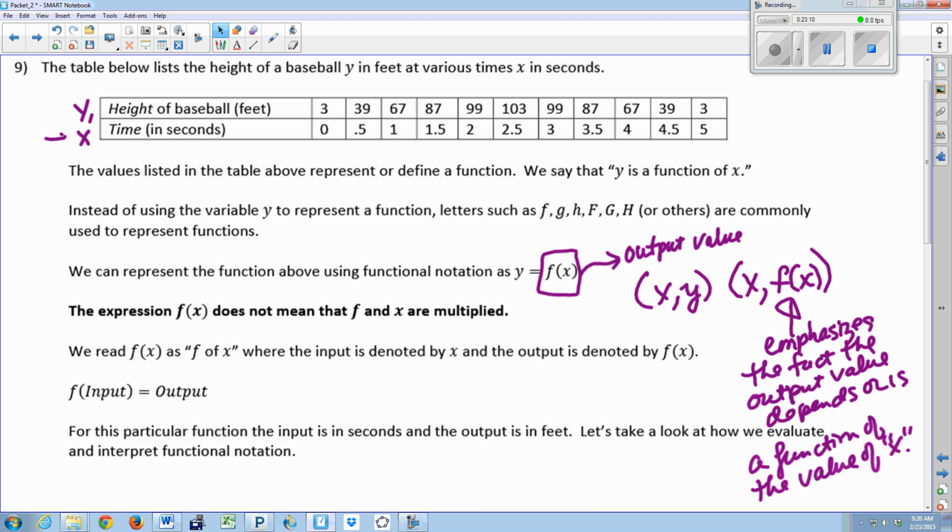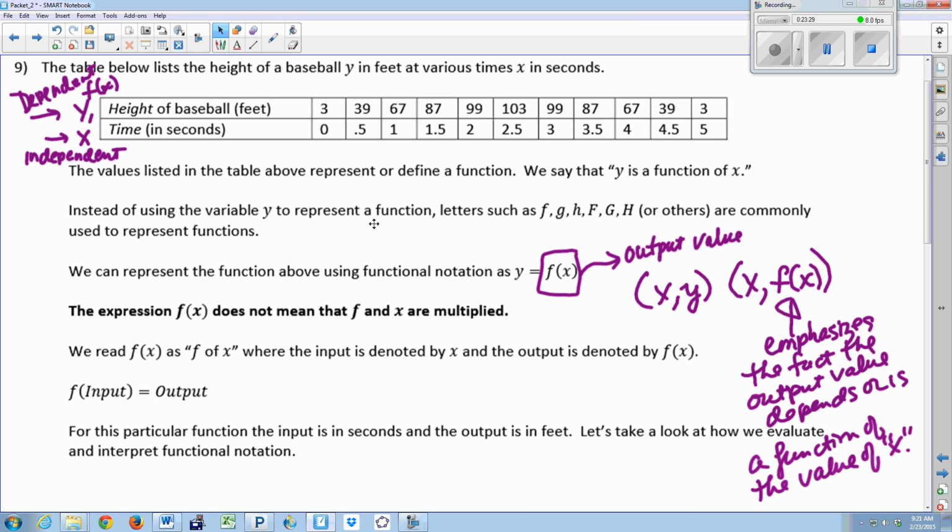We call this variable x the independent variable. It's free to roam over time. And the value f of x or y is dependent on the value of x. So that's called the dependent variable.